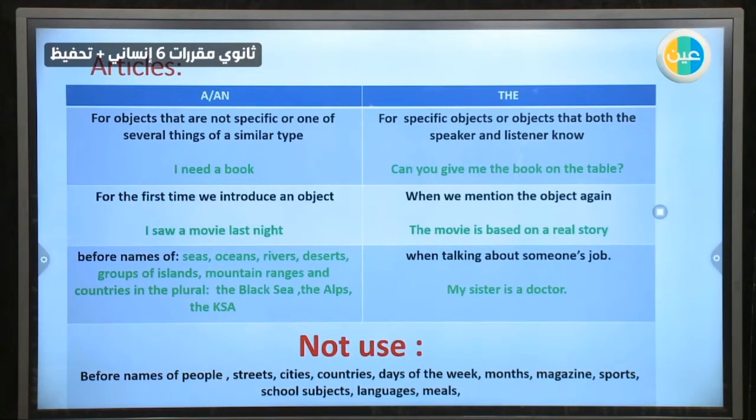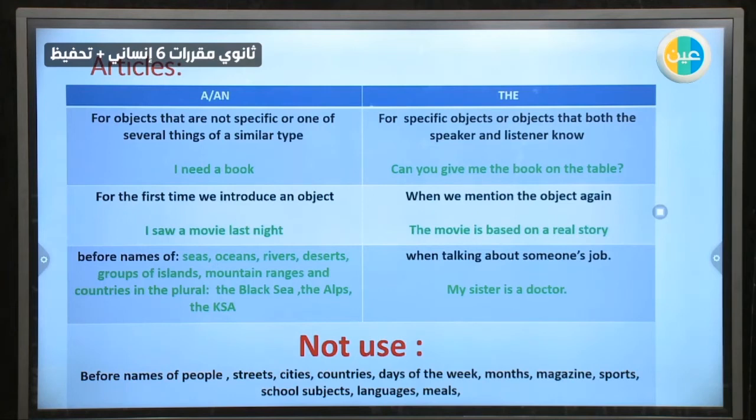But when we repeat this noun or object for the second time, we will use the. When we mention the object again, the second, third, fourth time, we will use the. The movie is based on a real story. The movie that I watched last night. So the movie is based on a real story.